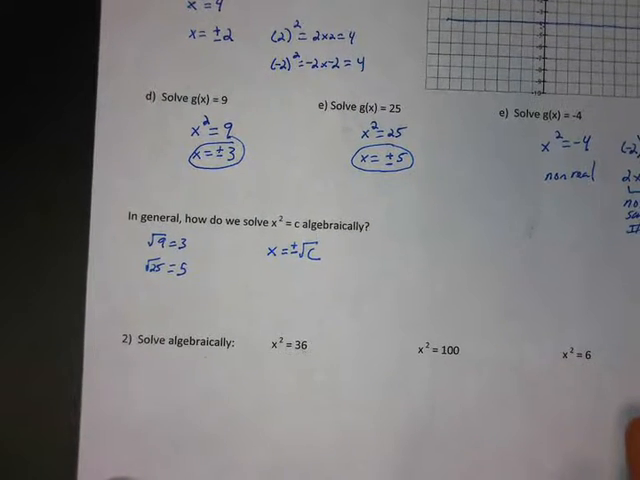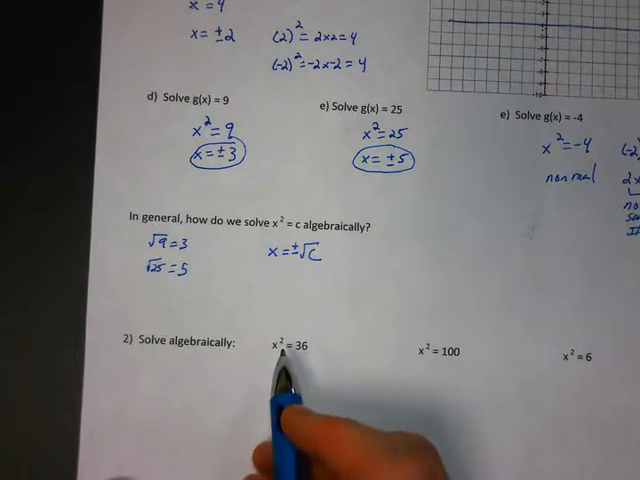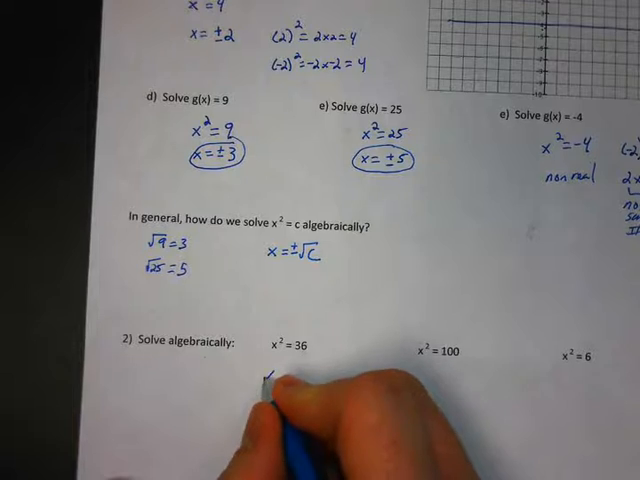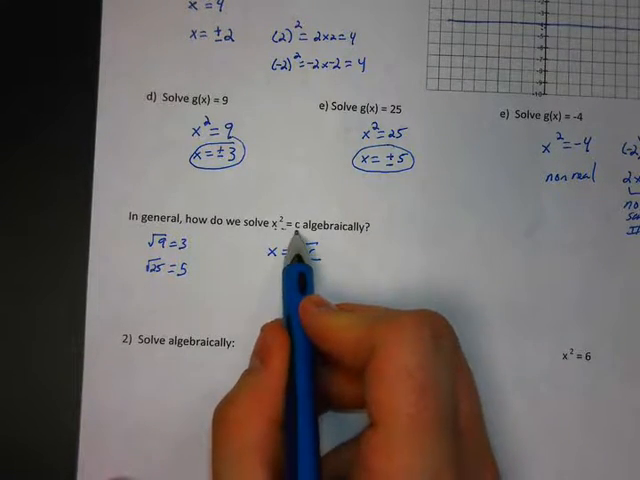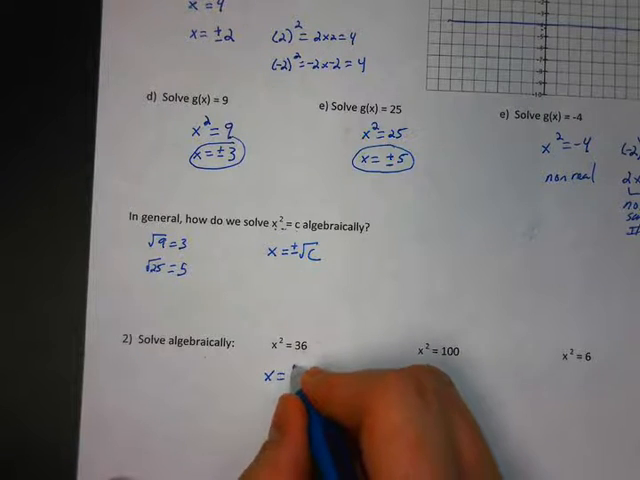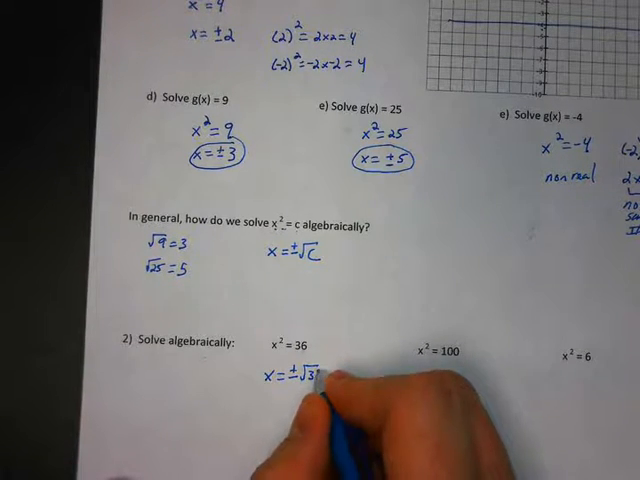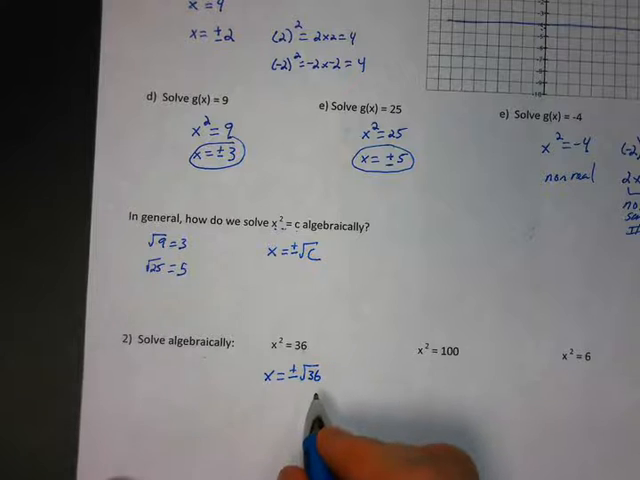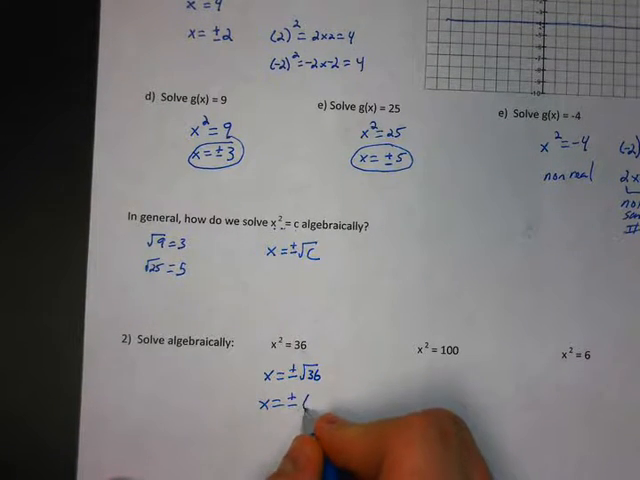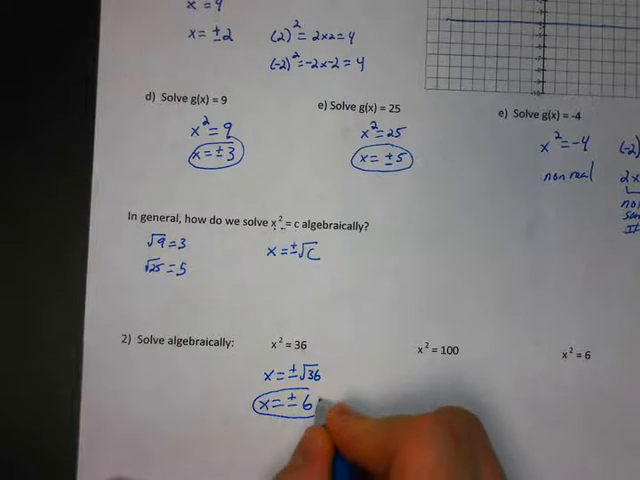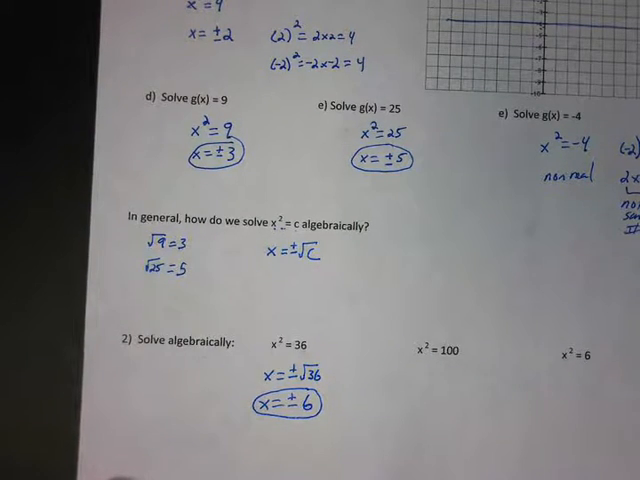So number 2, solve algebraically x squared equals 36. So we follow that step. We have x squared equals a number, just like right here. So x equals plus or minus the square root of that number. Well, can we find the square root of 36? What do you multiply by itself to get 36? Positive 6. Okay, so x equals plus or minus 6.